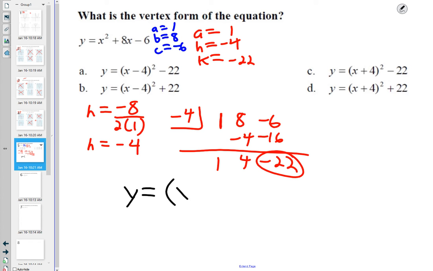X plus 4 squared. Yeah, because for the H, you got to change the sign. Right, Shobi? If you don't change the sign, you got to do a Shobi.